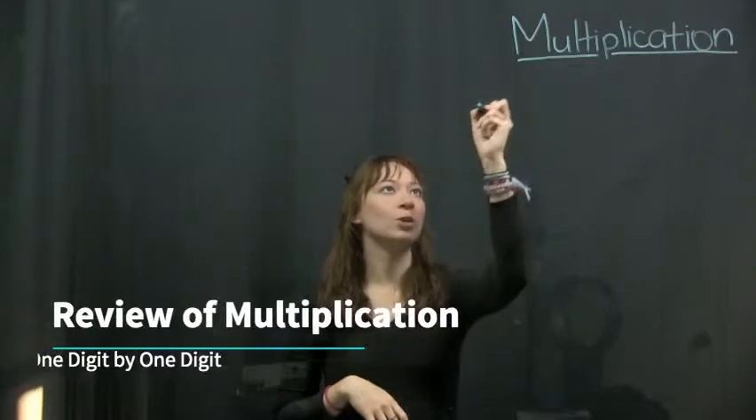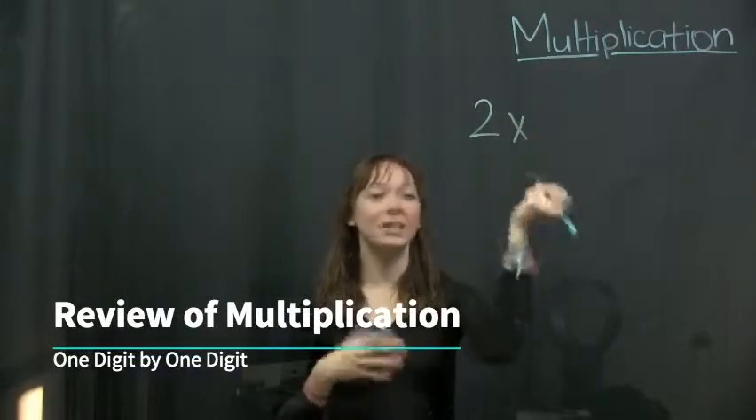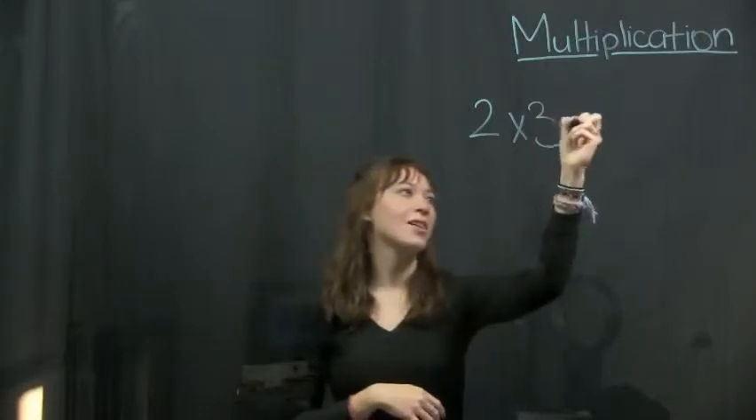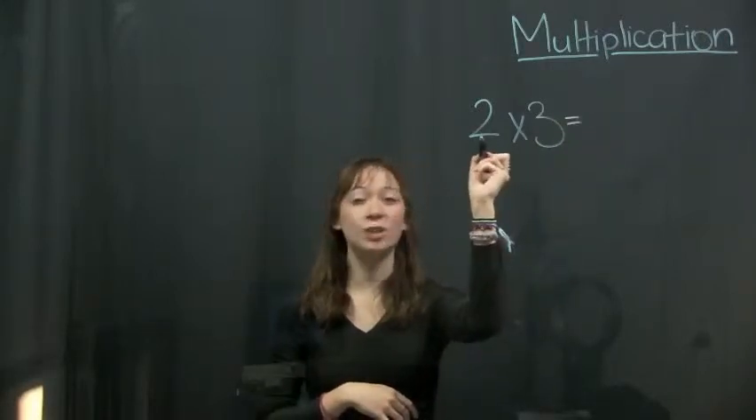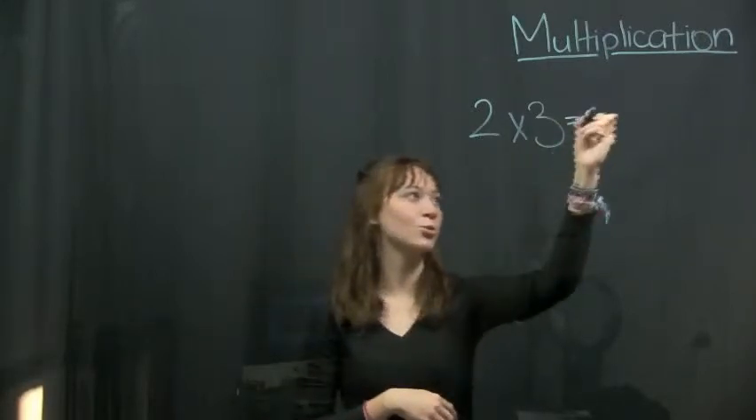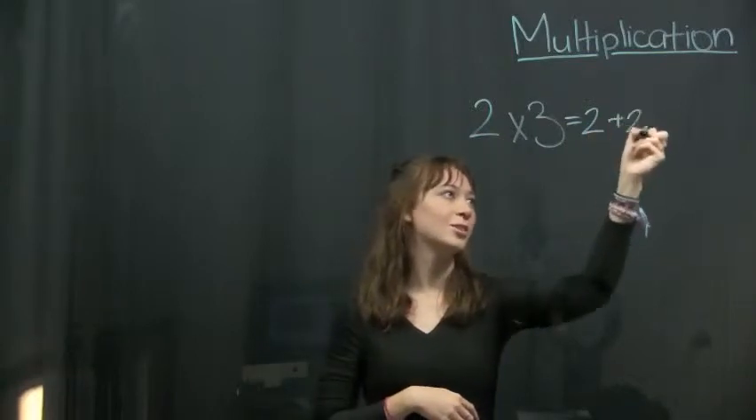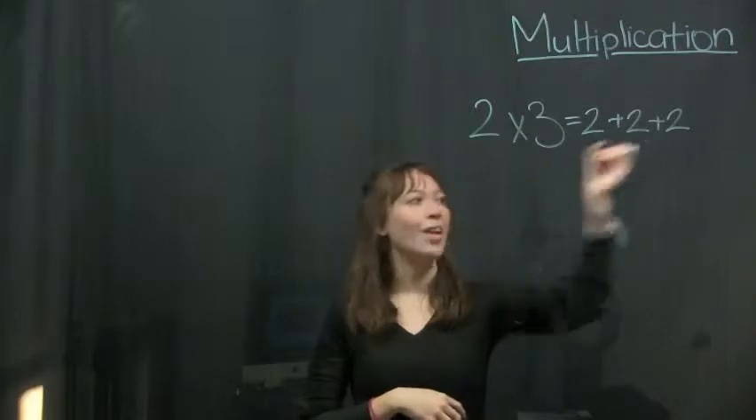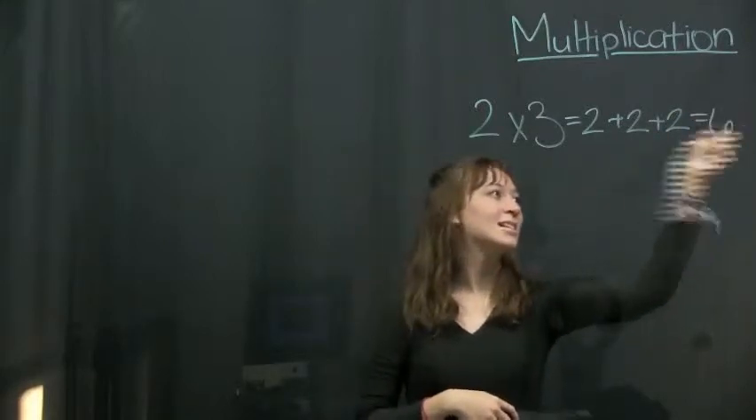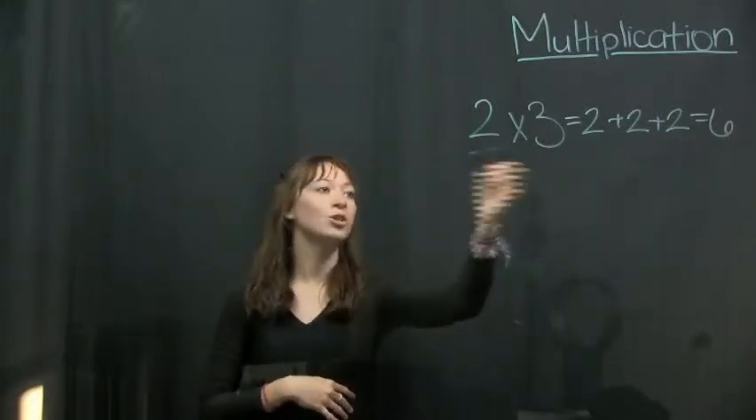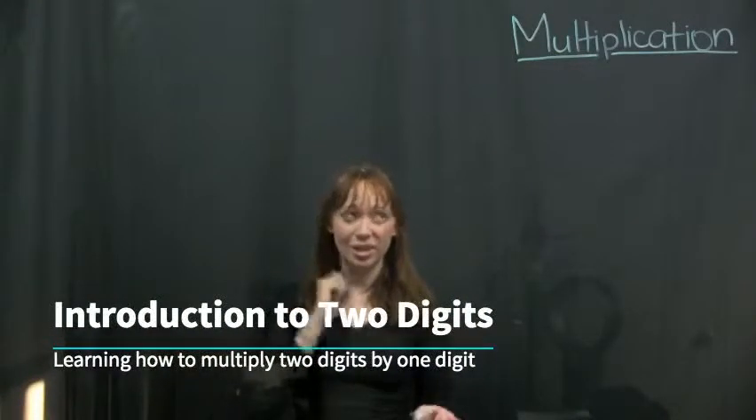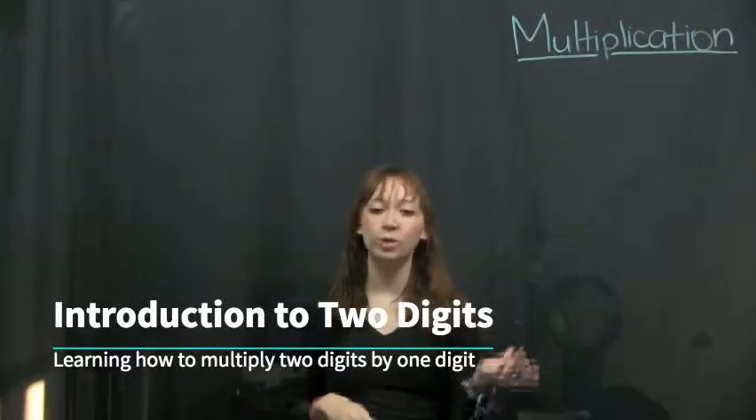So if you can remember, multiplication is the repeated addition of numbers. So if we have 2 times 3, that is the same thing as adding 2 to itself 3 times. So it would be 2 plus 2 plus 2. And 2 plus 2 is 4, and 4 plus 2 is 6. So 2 times 3 equals 6.